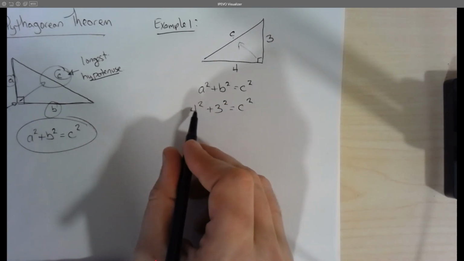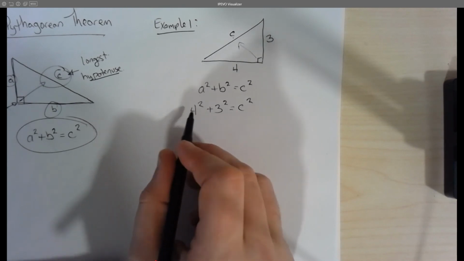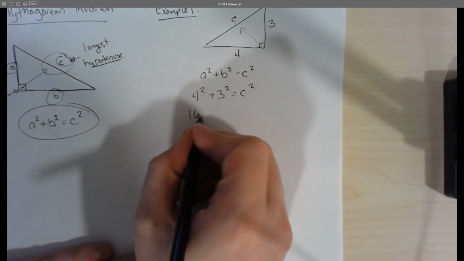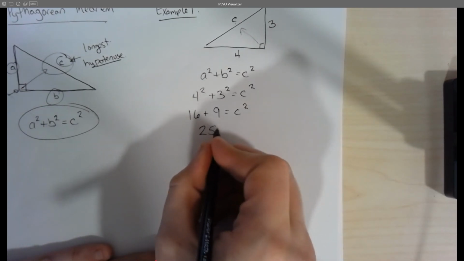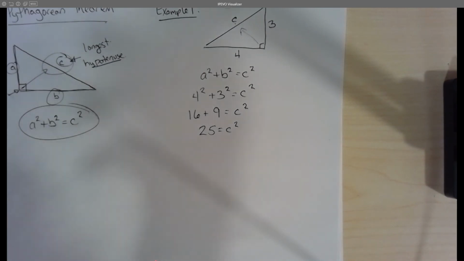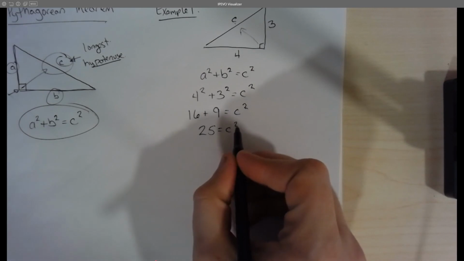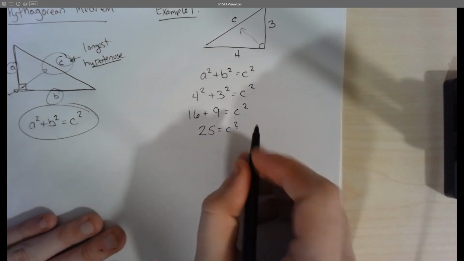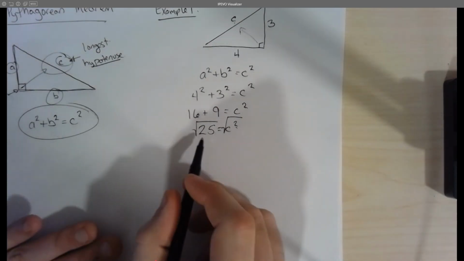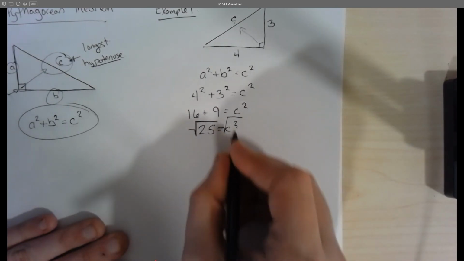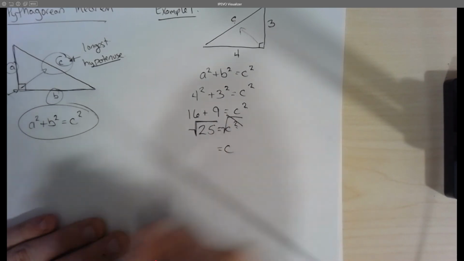Remember that squared does not mean times 2, it means times itself. So 4 times 4 is 16, and 3 times 3 is 9, which equals C squared. So 25 equals C squared. I'm getting close. I now have the answer for C squared, but I need the answer for C, not C squared. In our algebra, when we want to get rid of something being squared, the opposite is what's called the square root. You can plug that into your calculator using this particular symbol. These cancel out, and we now get C by itself.